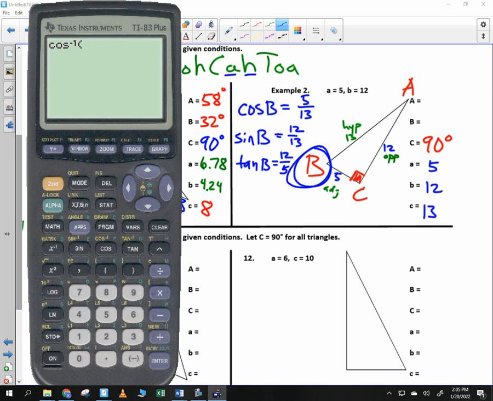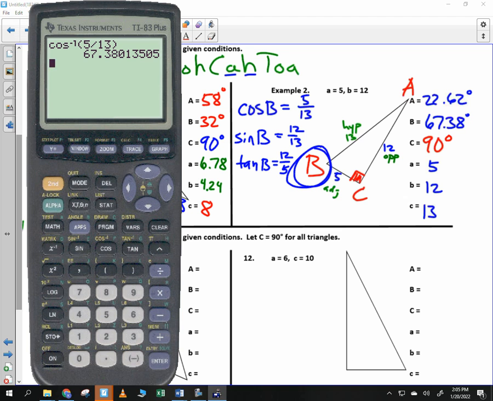Cosine inverse of 5 divided by 13, and I get this wonderful number of 67.38. Subtract from 180, and I get 22.62 degrees. All the ones on the right side will be set up so that you are missing an angle.